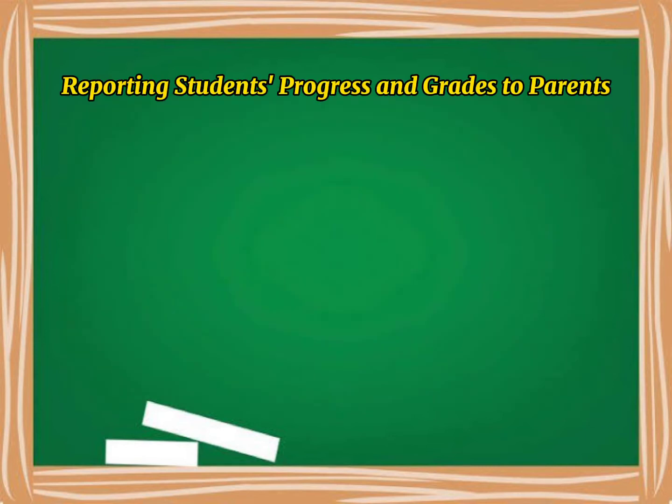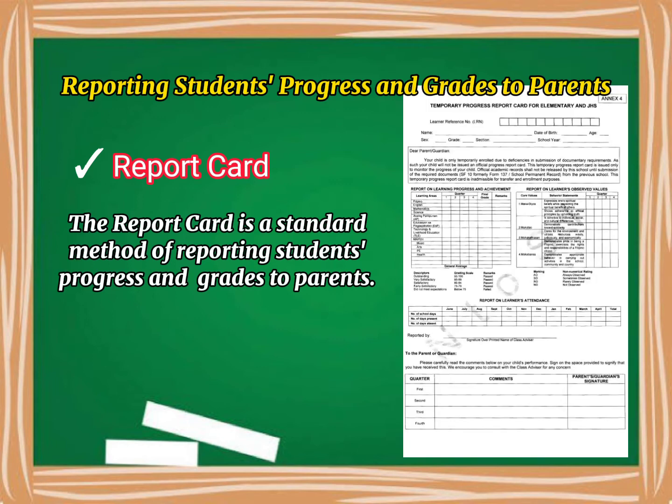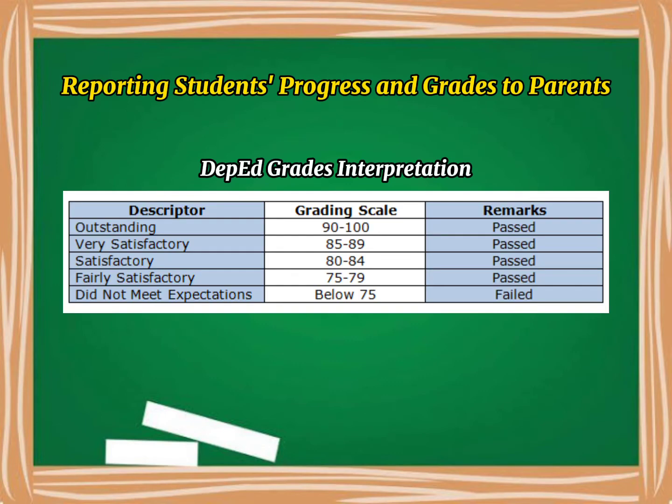Reporting students' progress and grades to parents. Student progress and grades are reported to parents through report card, parents-teachers conference, and written conferences. The report card is a standard method of reporting students' progress and grades to parents. This is a sample of report card for elementary and junior high school from the Department of Education. For a more meaningful reporting of student progress, the meaning of grades is given.